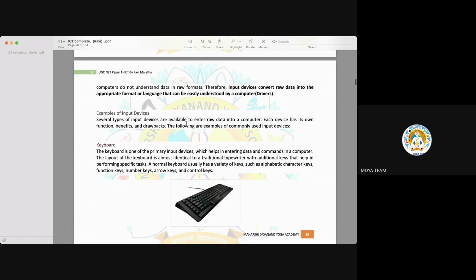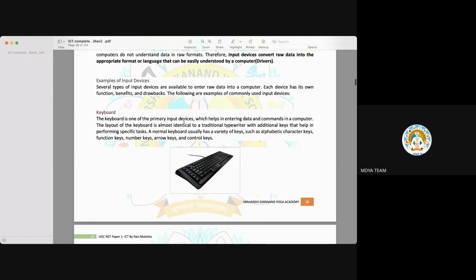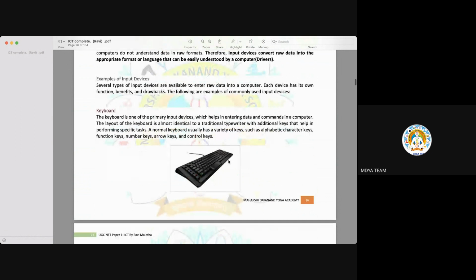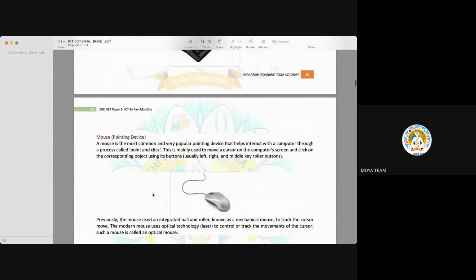So the first one is keyboard. You are all familiar with this term keyboard. It is having various keys which display alphabets or some function keys, number keys, arrow keys, control keys and all. So through the use of all those keys, you can insert some input or some programs and process them.